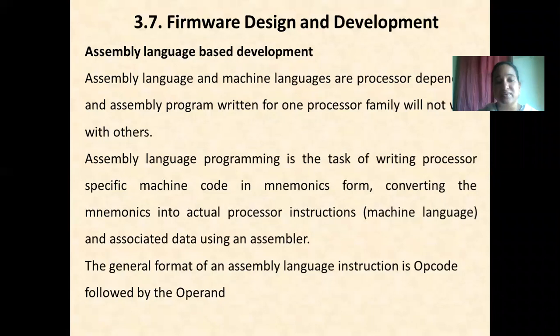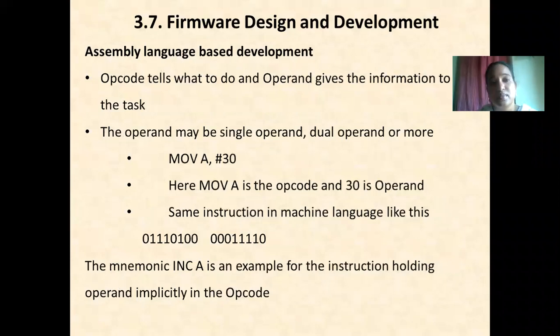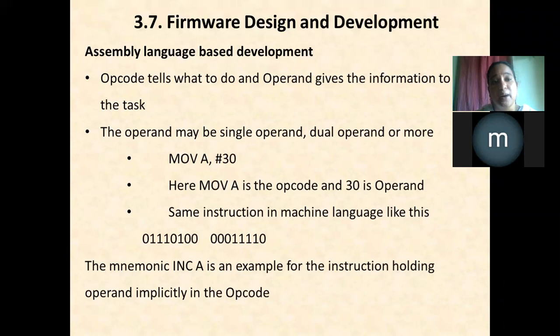Tell me, what are the two parts that the format of the assembly level language should have? Opcode and operand. What will the opcode tell and what will the operand give? Opcode tells the operation that needs to be performed, whereas the operand gives you the information and data required to execute that opcode. Yes or no? Are you able to understand? Opcode gives the operation to be performed, which operation the processor has to do. That will be indicated by the opcode.